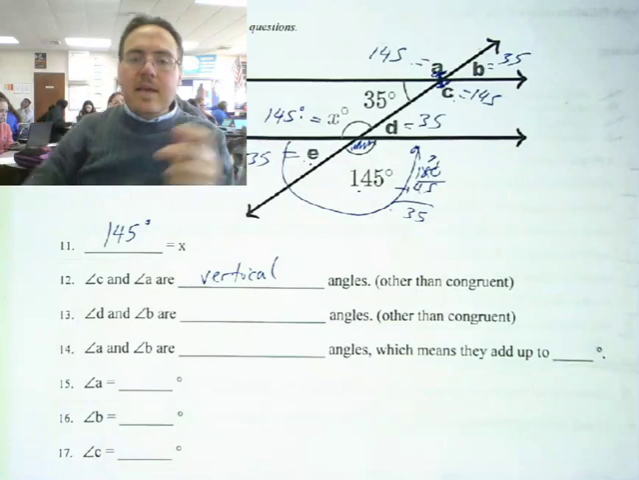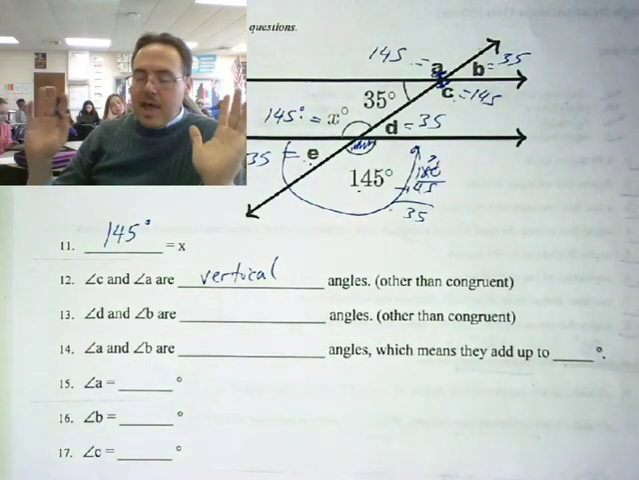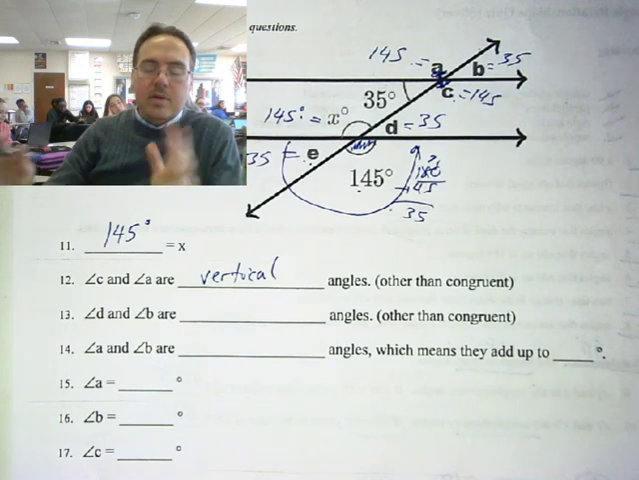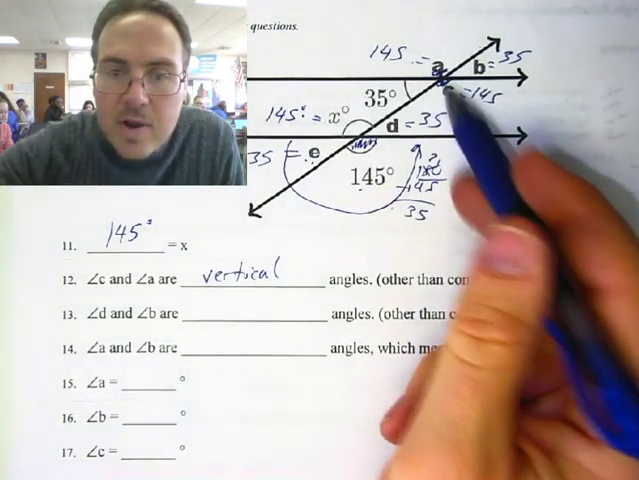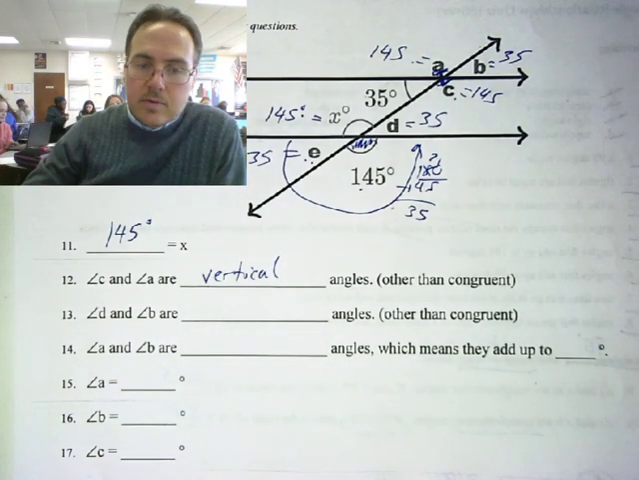And guys, I gotta tell you, out of all my classes, that was the number one missed question. For some reason, that definition did not connect with you. Please understand that any angles that are directly across each other from an intersection are called vertical angles.